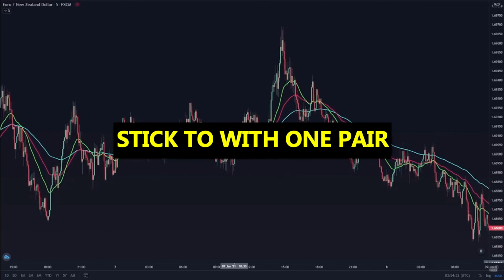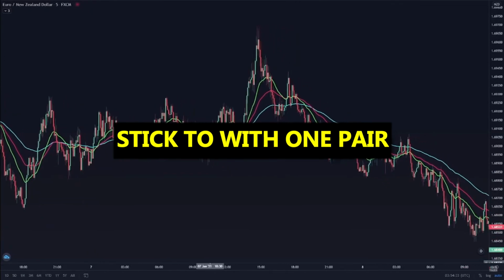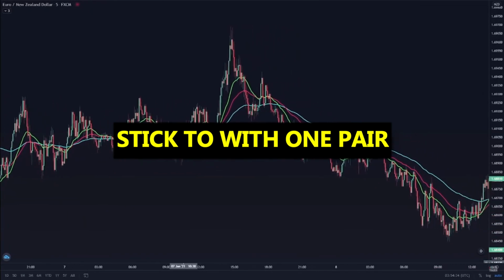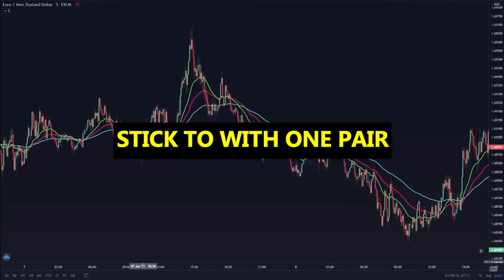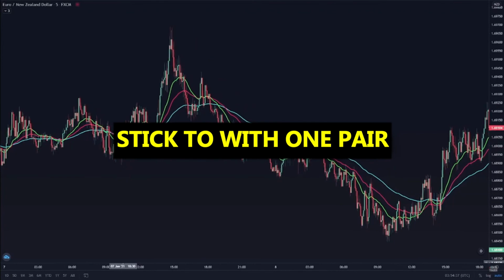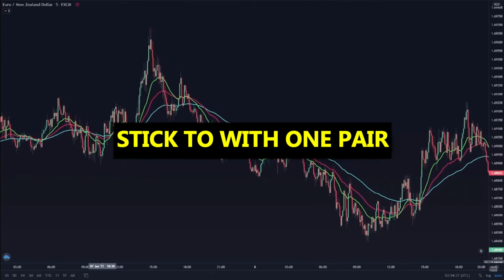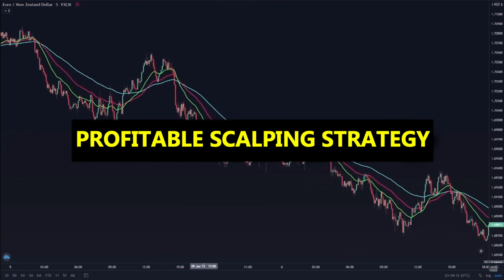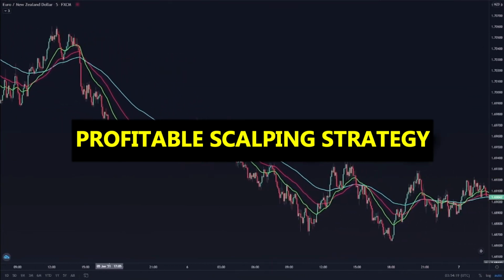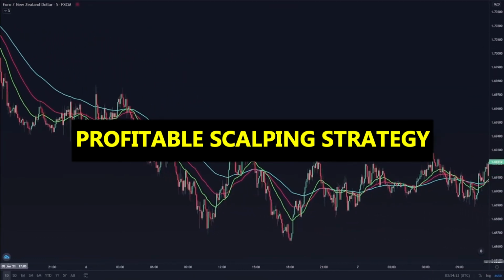And the last tip is sticking with one pair. When you're scalping, entry signals will appear very often. So, you don't have to worry about missing entry signals from other pairs. Just choose one that you're comfortable with and stay with it. So, I just revealed 2 profitable scalping strategies that you can immediately trade right now.